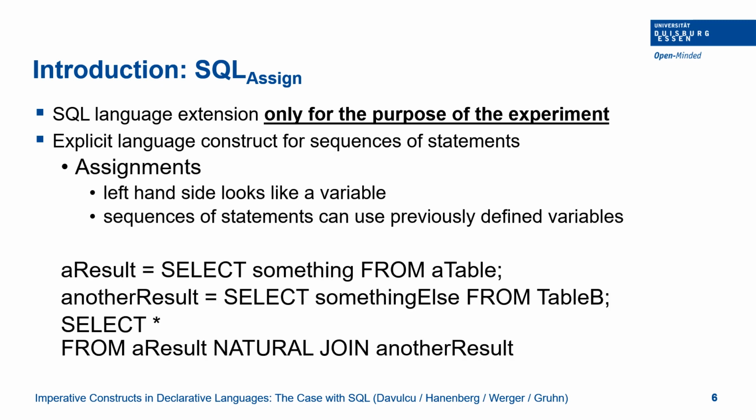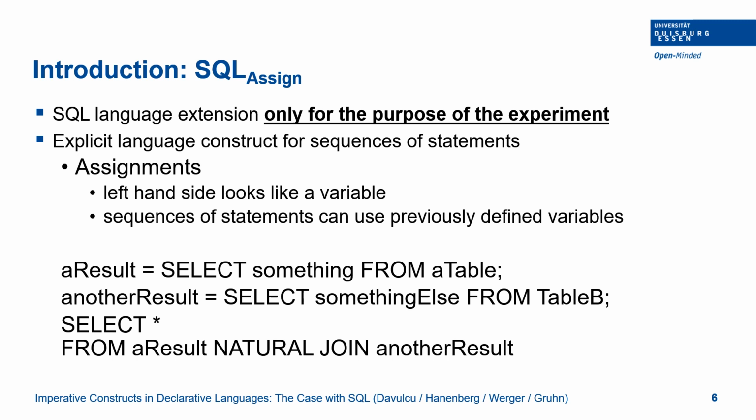What we did is we made an explicit language construct for sequence of statements. And it looks very, very familiar to people who are familiar with imperative languages. So there is an assignment statement, or it looks like an assignment statement, where the left-hand side looks like a variable. And what you also have is the idea of sequences. So you make the first statement, and then you have a semicolon, and then you have a different statement.